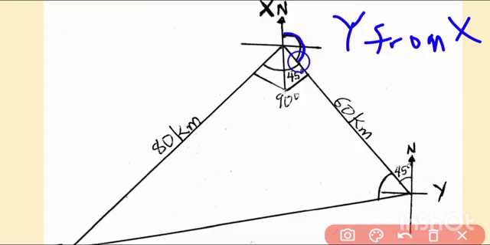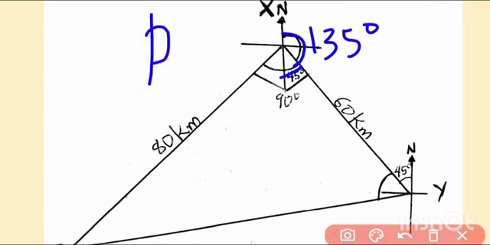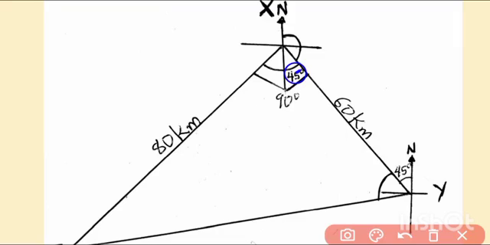So from here to here, we consider it to be equal to 135 degree. And if that is 135 degree, the remaining part here will be equal to 45 because angle on a straight line equal to 180. So that is why this point equal to 45.